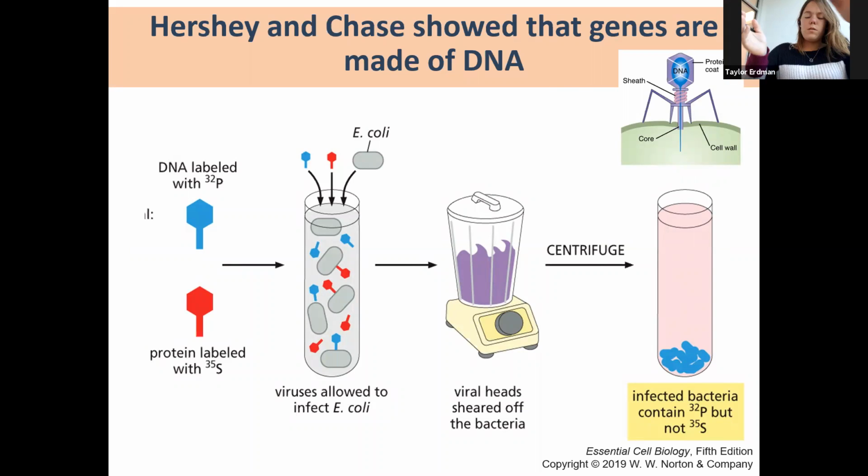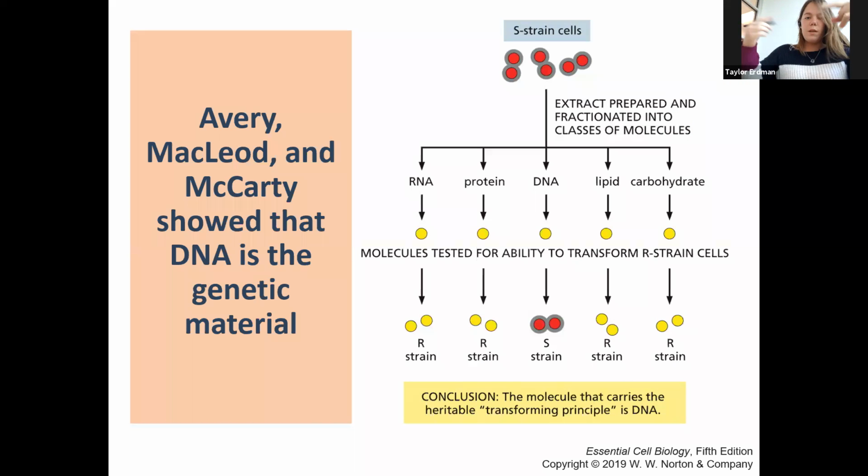And that was because the DNA was the only one that was able to mix with it. Well, so what they did was once they had these fractions, they were mixing them with the R strain to see if they could transform the R strain into the S strain. And the only thing that transformed it into the virulent kind was the DNA. Lipids added to R strain had no effect on them.